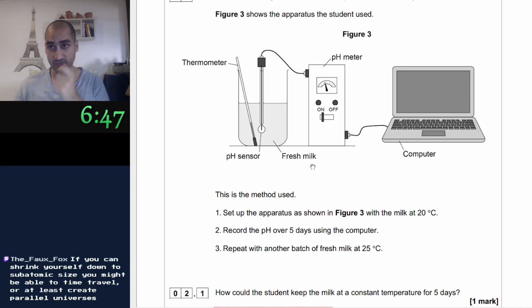If you can shrink yourself down to subatomic size, you might be able to time travel, or at least create parallel universes. I mean, what's that got to do with your size? I don't know enough about subatomic physics. I don't see why me being small would let you time travel any more than if you're big.